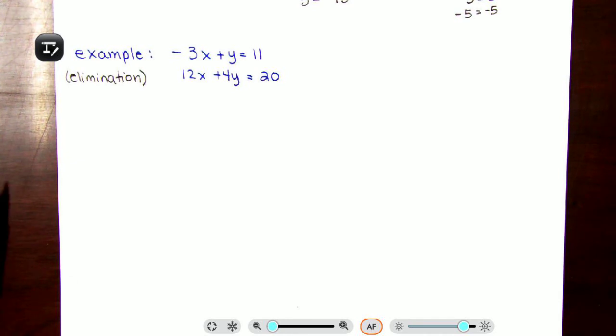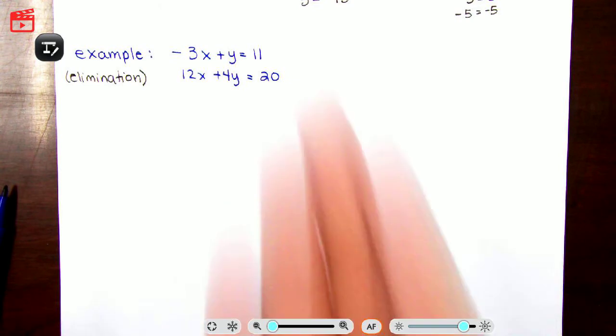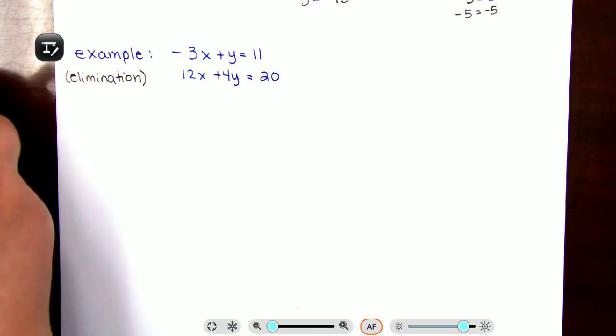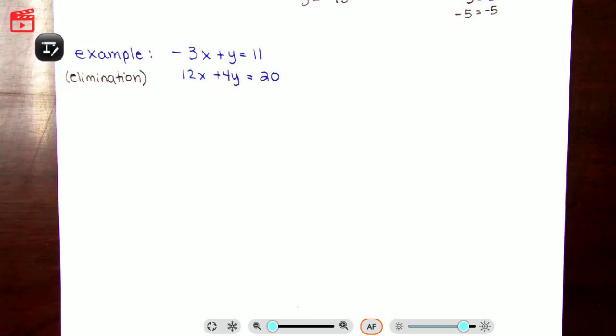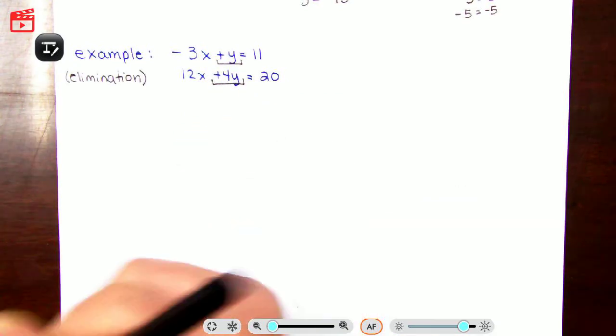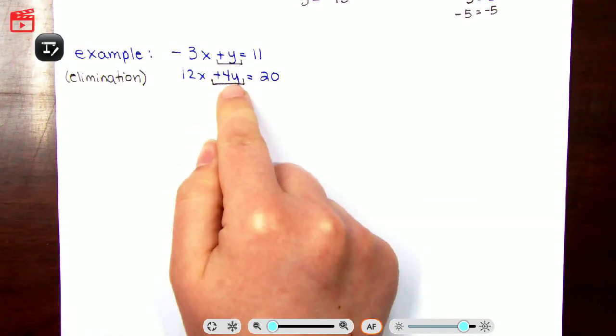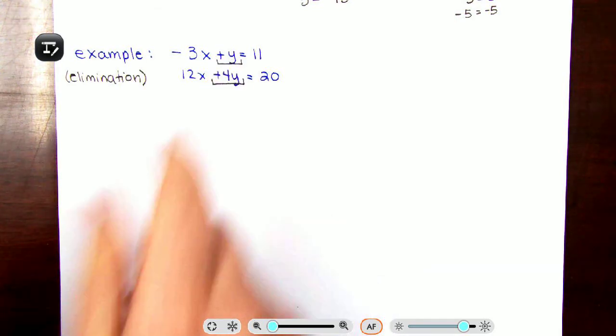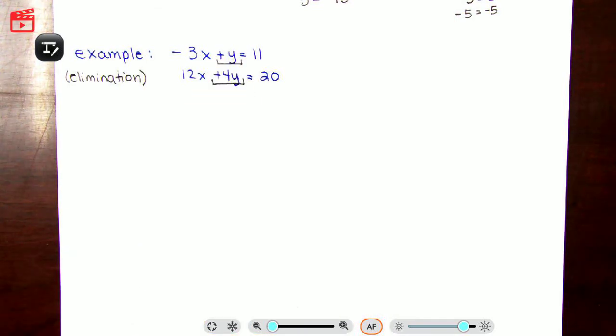So I'm going to choose y. Why do I choose y? I don't know. It's because I want to choose y. Doesn't matter. Because I have chosen y, I'm going to look at both of these. So I have y and 4y. I need the numbers, the coefficient in front of my variable, to be the same. Okay, so somehow I need to get this right here to be a 4.